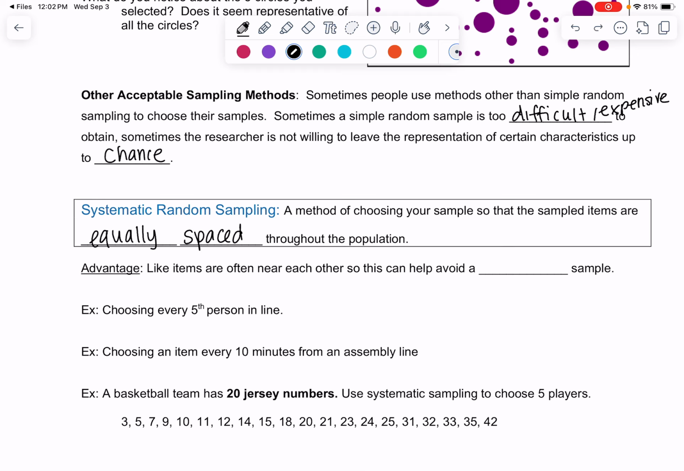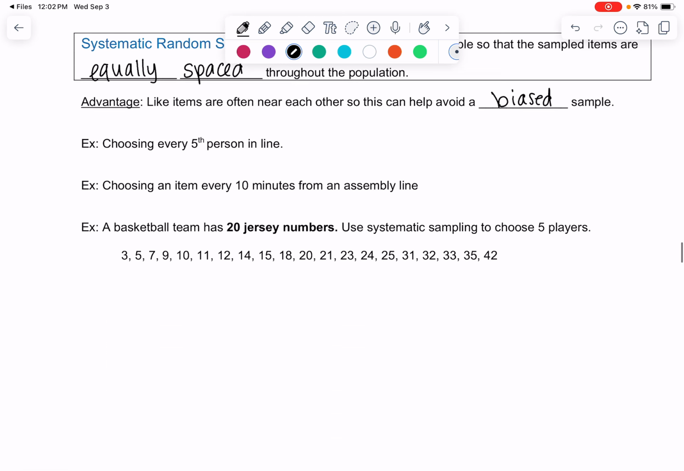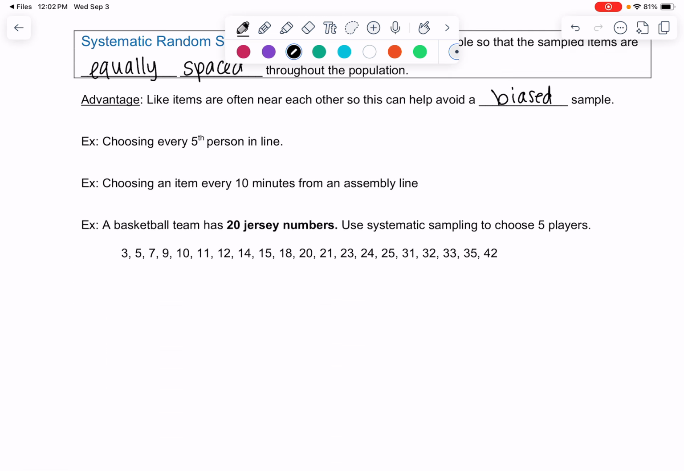We could look at an assembly line and grab an item every 10 minutes. So that's equally spaced because it's every 10 minutes. And because things close together can be similar, this can help avoid a biased sample. So let's do an example of systematic. We have 20 basketball players and we have their jersey numbers. So this is my data for their jersey numbers.